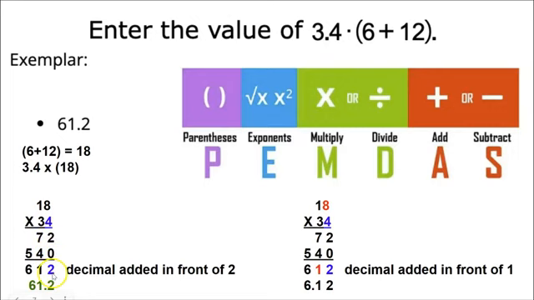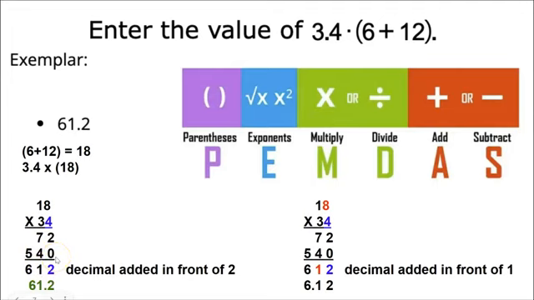Then you add the two numbers together. 2 plus 0 is 2, and 7 plus 4 is equal to 11. And then from there you have 1 plus 5 is equal to 6. And so now your total number is 612.